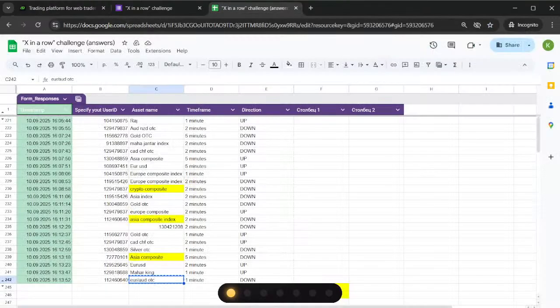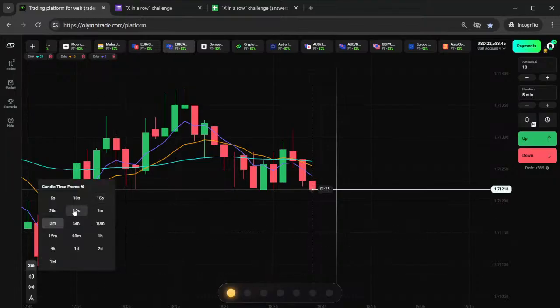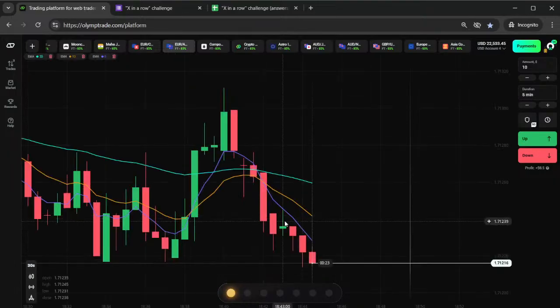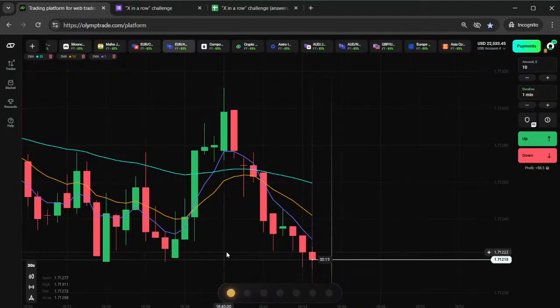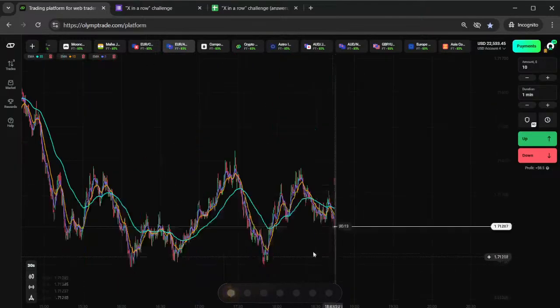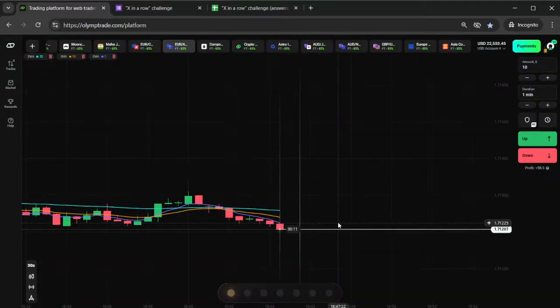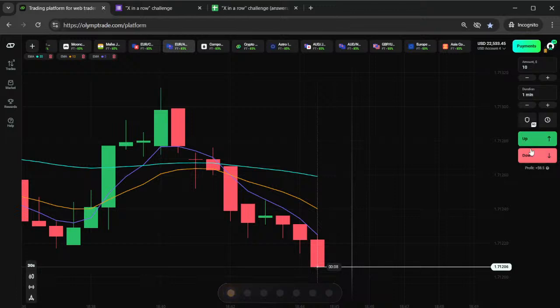What's the direction? 1 minute down. Let me try to analyze it. Minimum 30 seconds. Let's see. No, there is nothing. Okay, we can do one thing. We can take a trade on the basis of this support level. If this level will be breached, we can take a trade in the downward direction. Just wait for the completion of this candle. If the market will move into the same direction, we can open a trade.